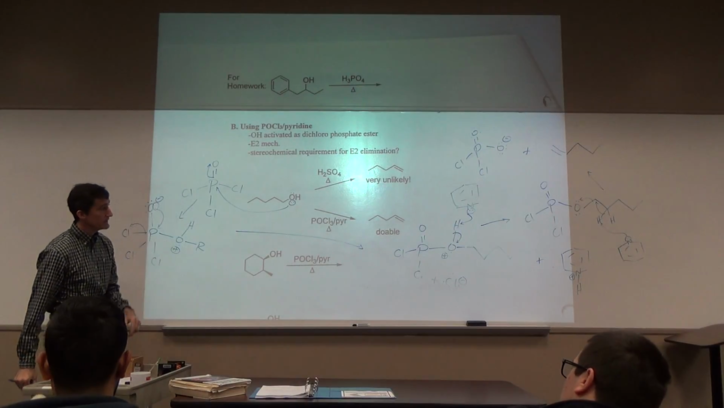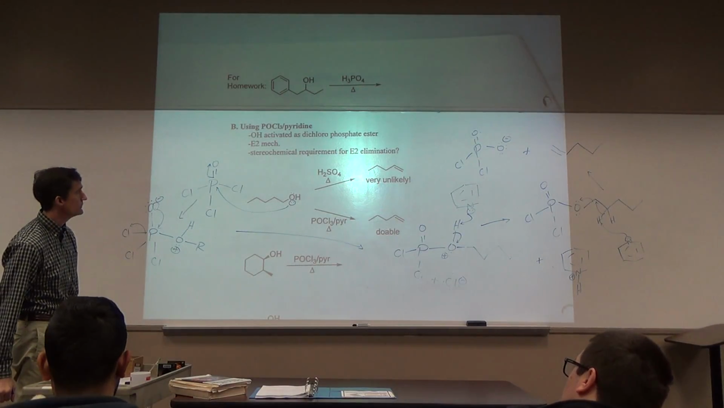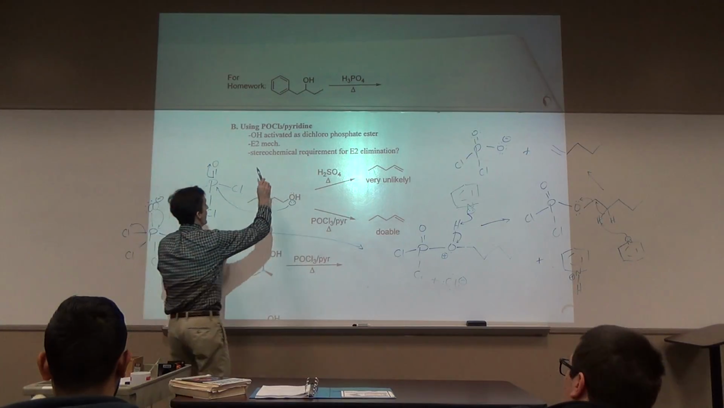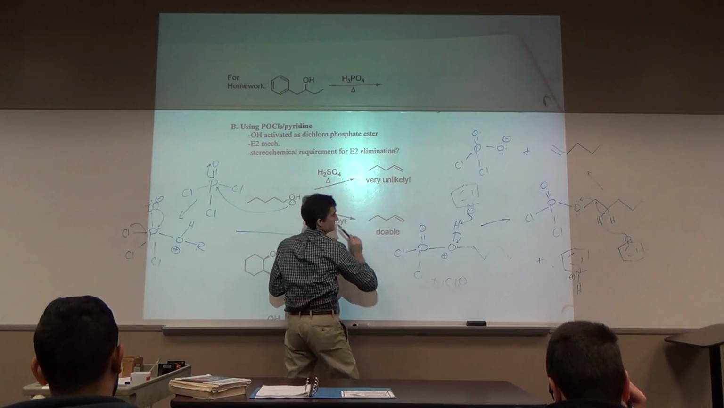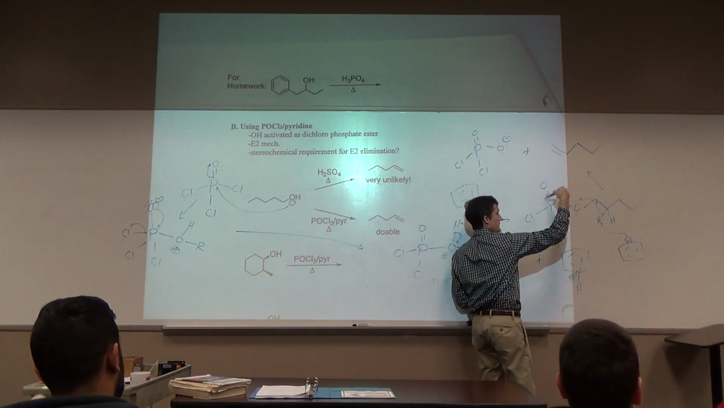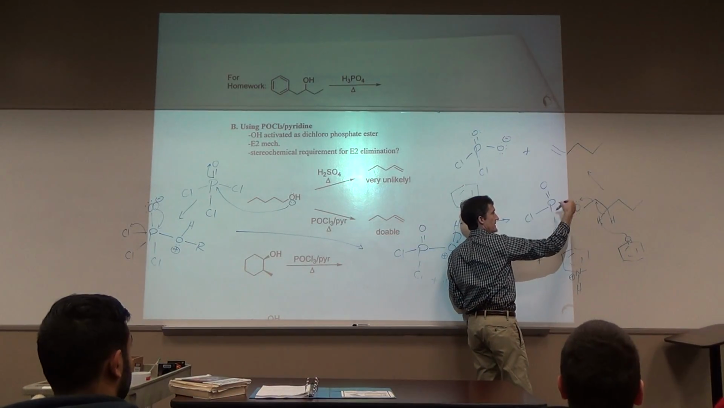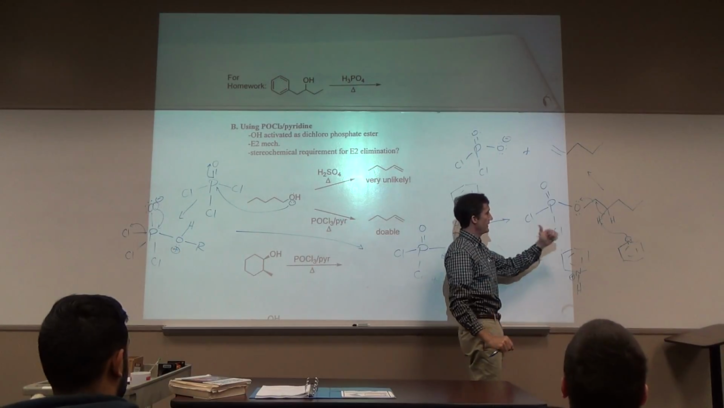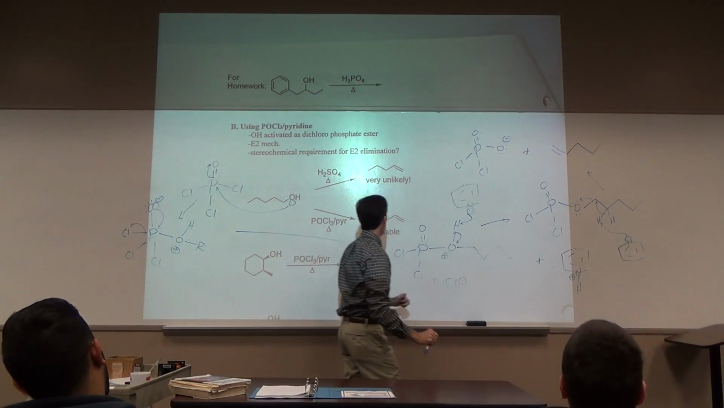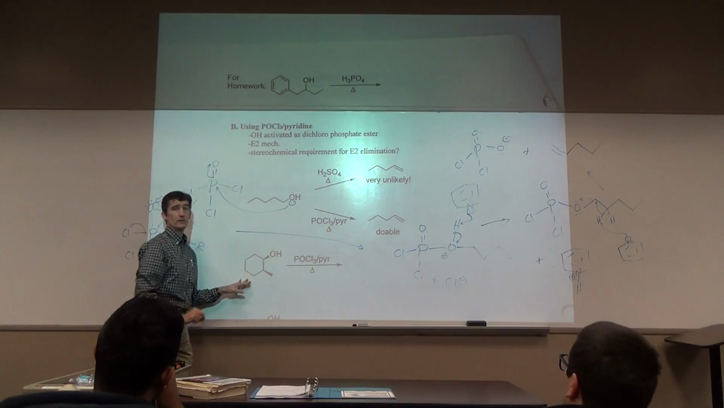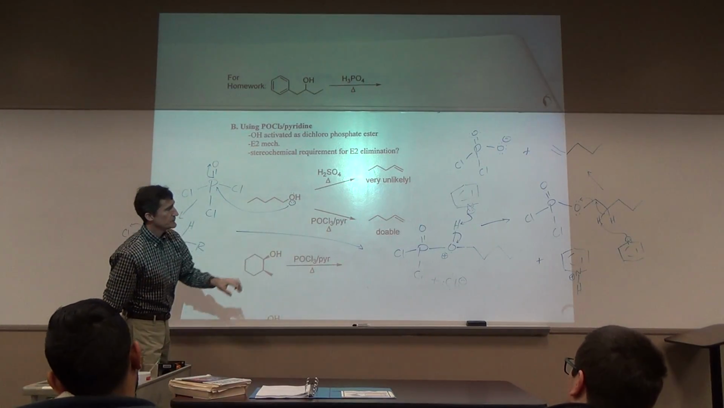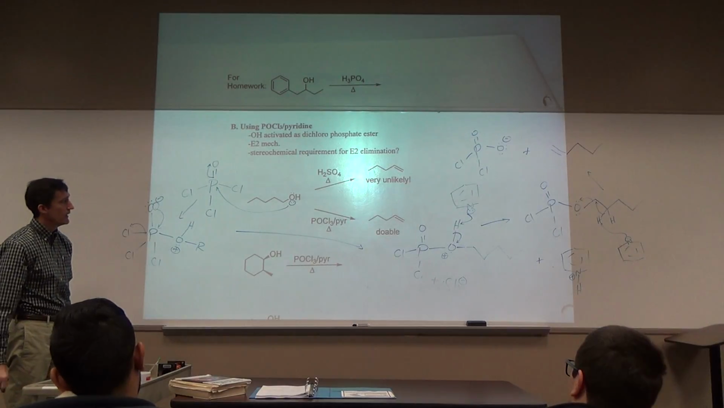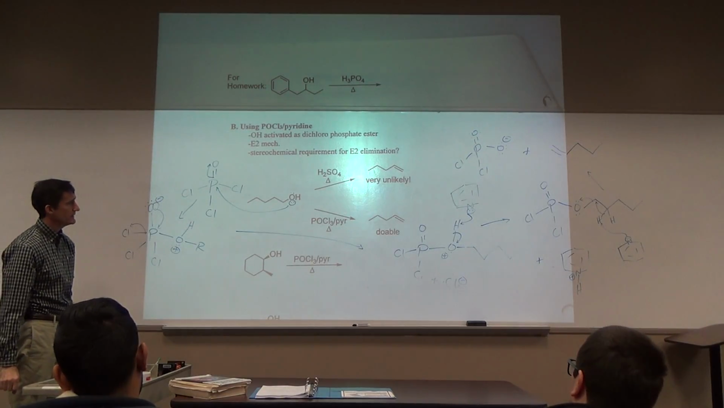Okay, you need to digest this. Ultimately, that's an E2. The OH was ultimately activated as a dichlorophosphate ester. That's a dichlorophosphate ester, similar to a tosylate. That's how we ultimately activated it. Now we can do an E2, where you can't just take the alcohol and do an E2. OH ain't going to leave, but the O bond to the phosphorus will. Okay, this is polypyridine.